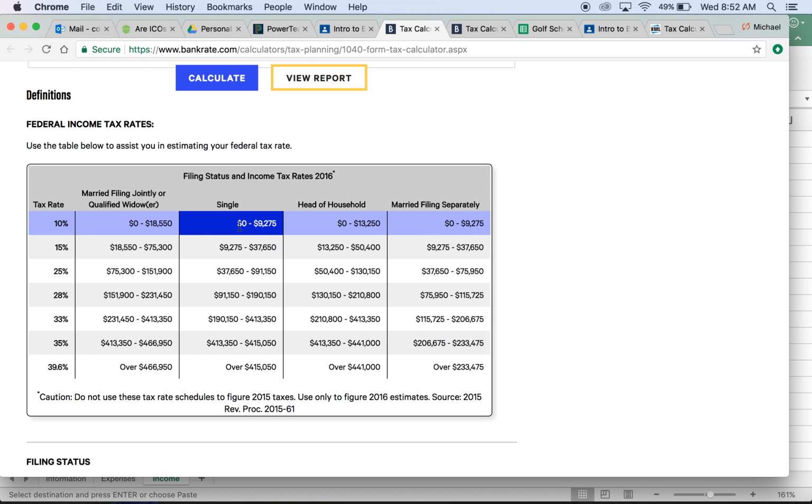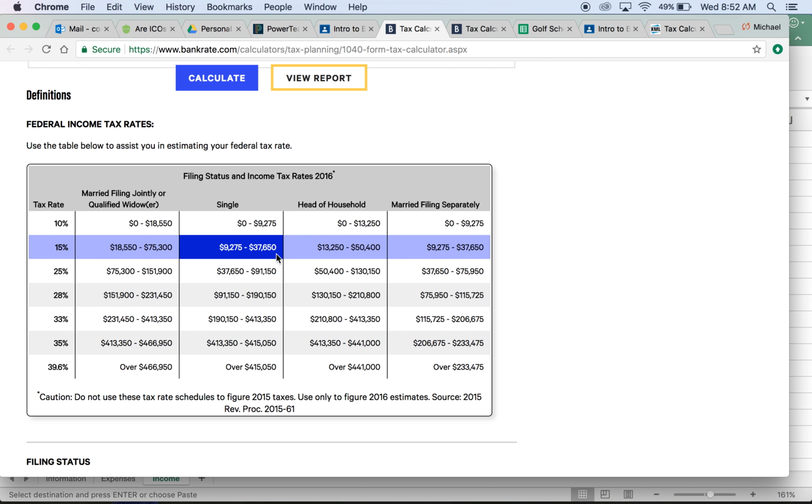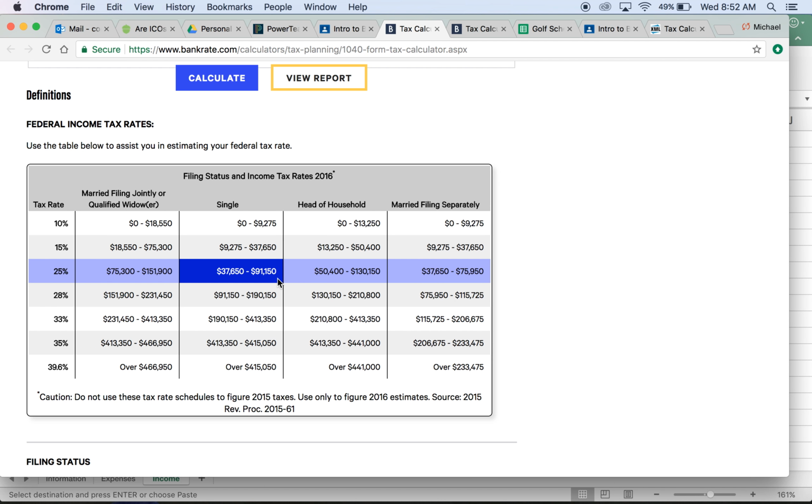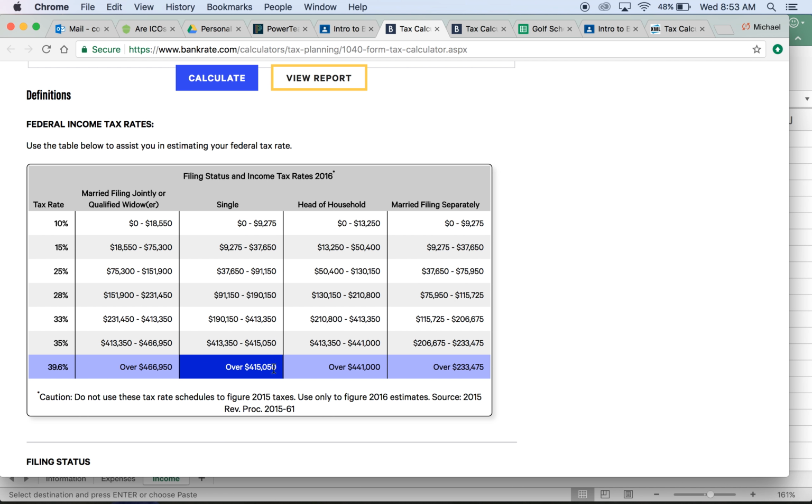So as a single person, your first $9,275 that you make is taxed at 10%. That doesn't matter if you're a doctor or a teacher or a physical therapist. Everybody's first $9,275 is taxed at 10%. For every dollar you make between $9,275 and $37,650, that's taxed in the 15% tax bracket. $37,000 to $91,000 is taxed in the 25% tax bracket. That's kind of the middle class tax bracket right there. A lot of people fall into that 25% tax bracket, and then you guys can see you got Tom Brady over here in the 39.6% tax bracket, so on and so forth. So that's what that is.